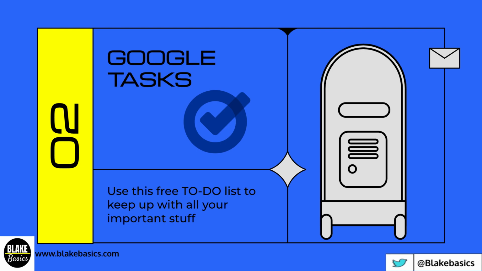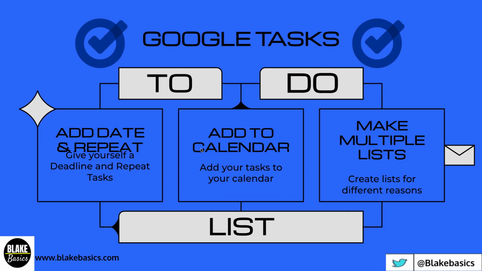The things that you need to get done, you can also attach to the task, and you can put reminders on there. So what Google Tasks does is you can add a date, you can make the task repeat. Let's say you always have to submit a report every Friday at 10 a.m. You can add that date, and that task can continue to repeat. You can also add tasks to your calendar, and then your calendar will show the tasks that you need to get done. And then you can create different lists for different reasons.